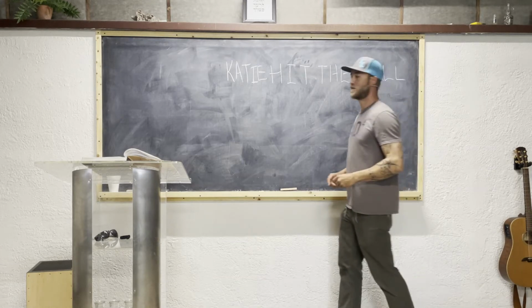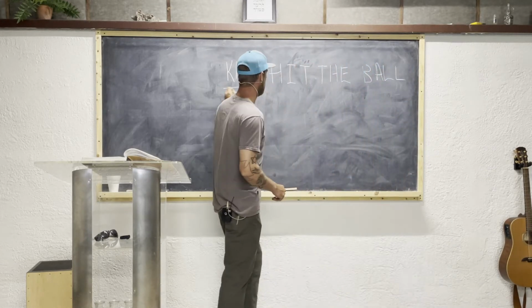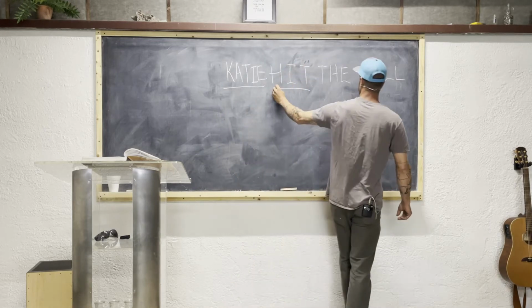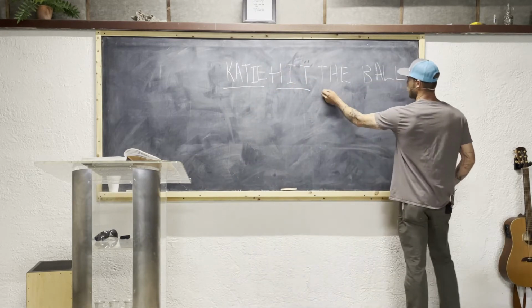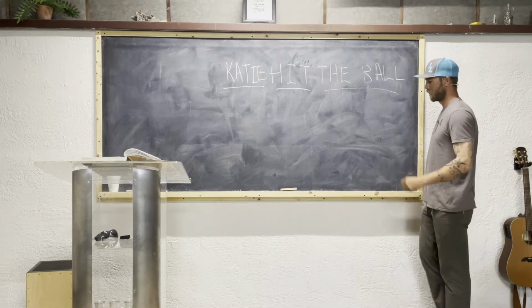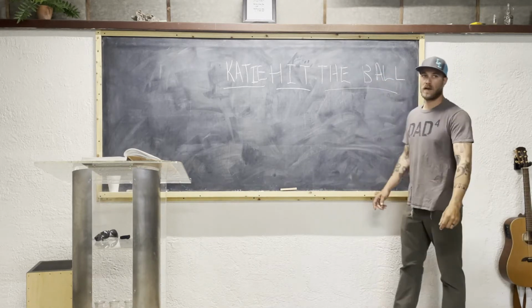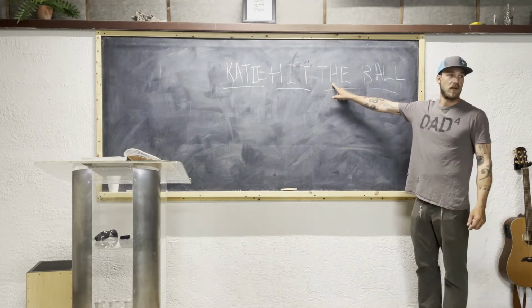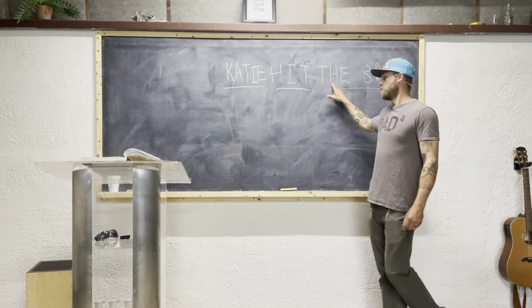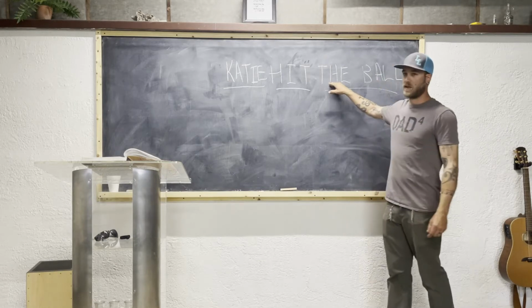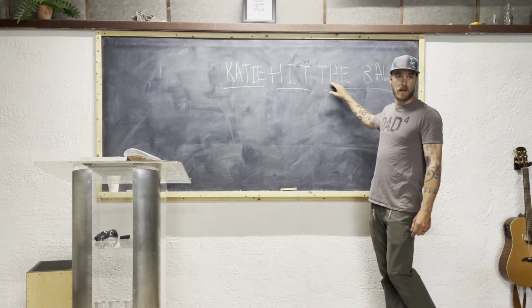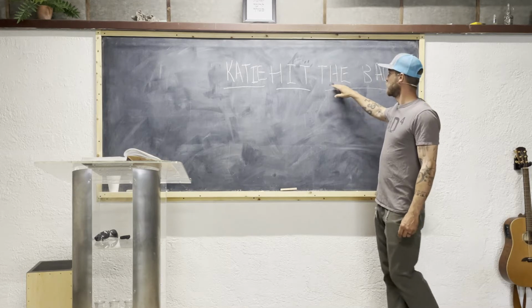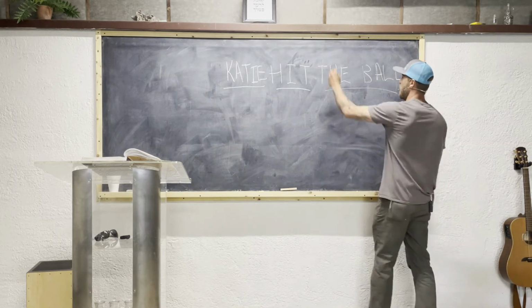Okay, so Katie is the subject. Hit is the verb. And the ball is the object. Now this happens to be a direct object. And it's a definite direct object, because it has the word the, so that's the definite article. Of course, the is the only definite article in English, and it's also in Hebrew, of course, the hey.